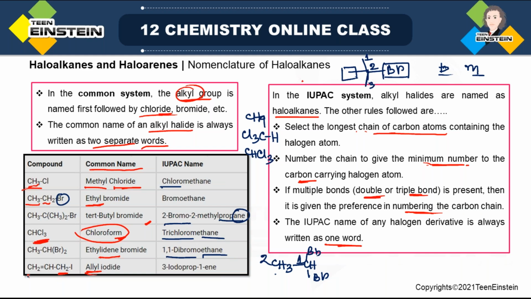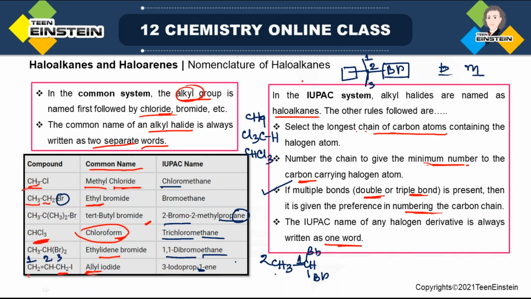And the last one, here the longest chain is 3 carbon, but where from will you start the numbering? Remember, look at this rule. It is saying that if multiple bonds, that is unsaturations, are present, it may be C=C double bond or triple bond, then you have to give preference to that carbon which is in the C=C double bond. So that is why numbering will start from here. 1, 2, 3. And at 3 position you have iodo, so it is 3-iodoprop-1-ene, because at 1 position there is a double bond. So that is why it is prop-1-ene.